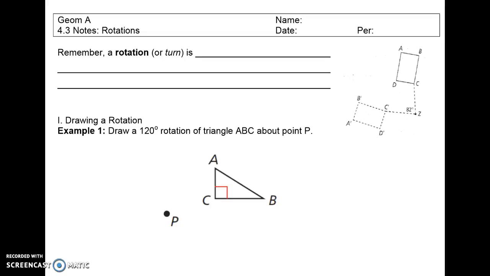So the next transformation we're looking at are rotations. Remember, rotation is basically when a figure turns, and it's when it turns about a specific point that we call the center of rotation. So let me write this down. There you go. Again, it's where a figure is turned about a specific point, which we call the center of rotation. If you take a look at this picture on the right, this point Z right here is what we call the center of rotation.